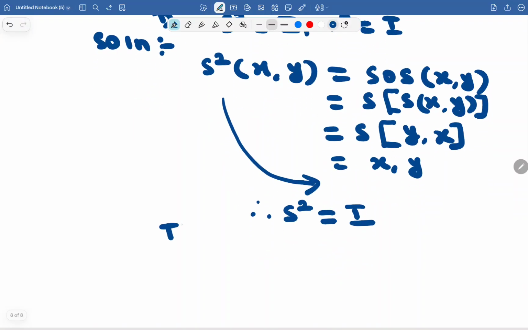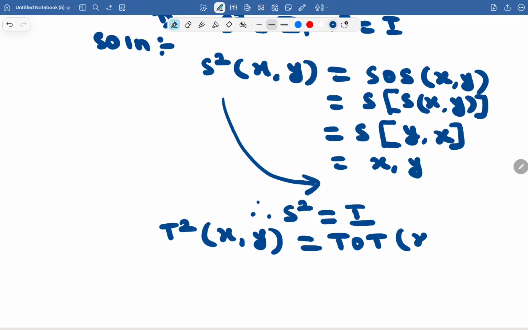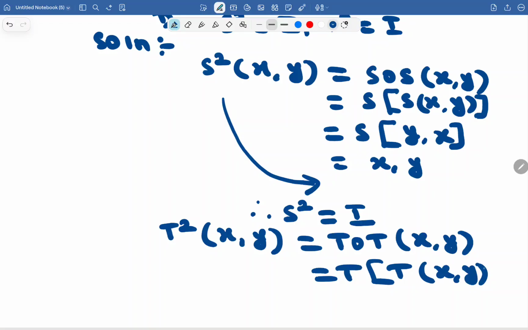Now I am going to check for T square of x comma y. It can be written as T composition T of x comma y, T of T of x comma y. For T of x comma y it is given as 0 comma x.